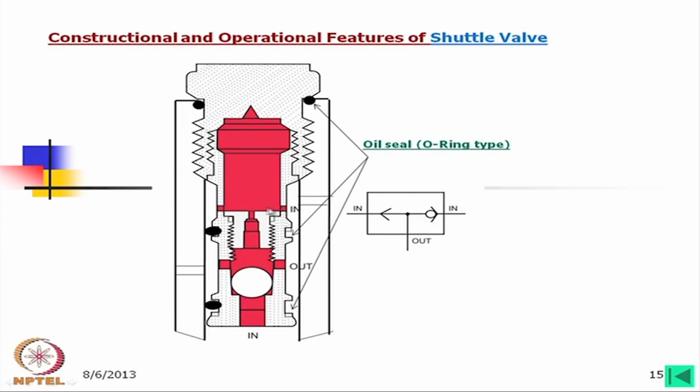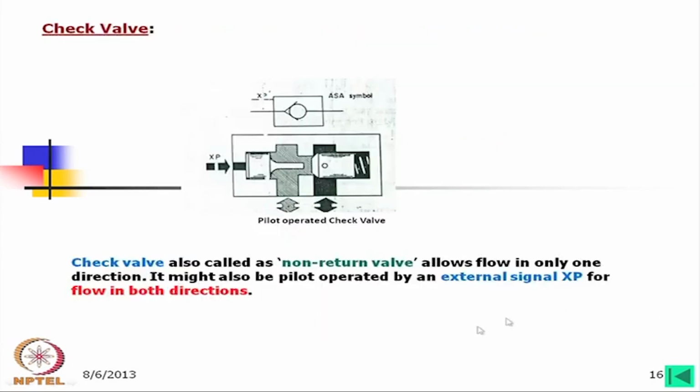Suppose oil is coming through this point, then this will be closed and oil will go out through this one. Now, the question is, if oil comes in from both sides, then what will happen? Then probably, depending on the flow, this ball may not sit on any side and all the oil will go out. So, depending on the application, this shuttle valve is used in the circuit.